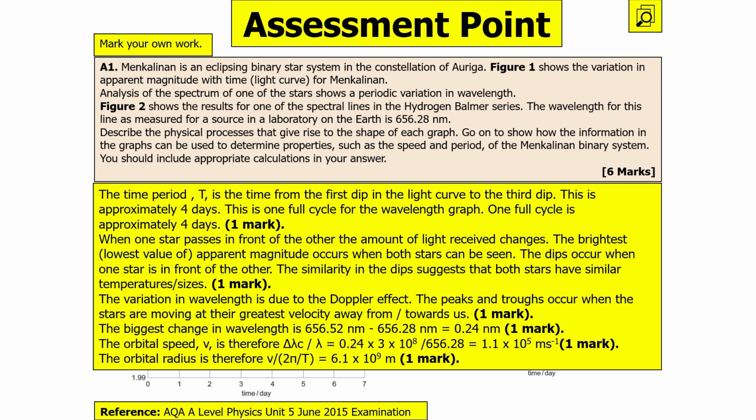So our orbital radius is therefore going to be equal to r equals v over 2 pi over T. So therefore it's 6.1 times 10 to the 9 meters.